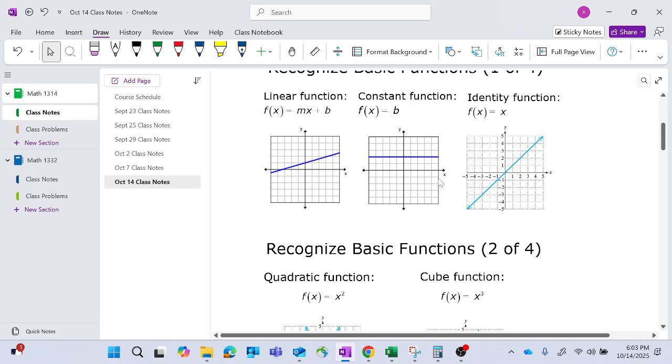Are we good here with these three? Honestly, for these, the only really important one is this last one right here. It's the only one that really matters. The one on the far right.